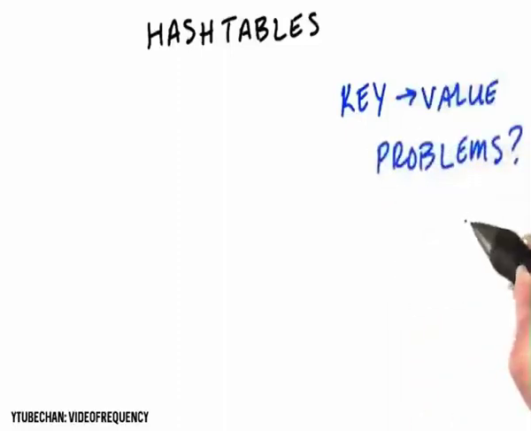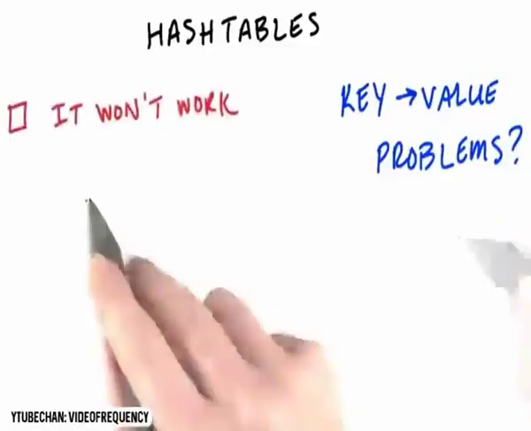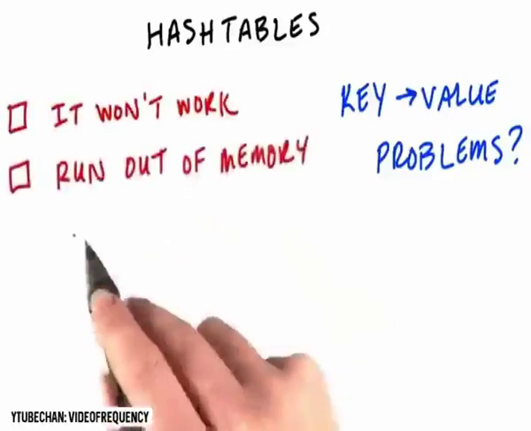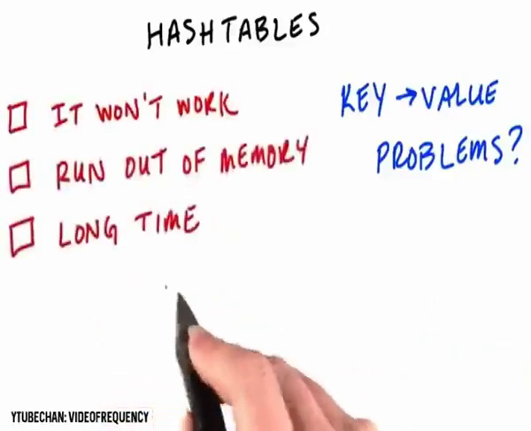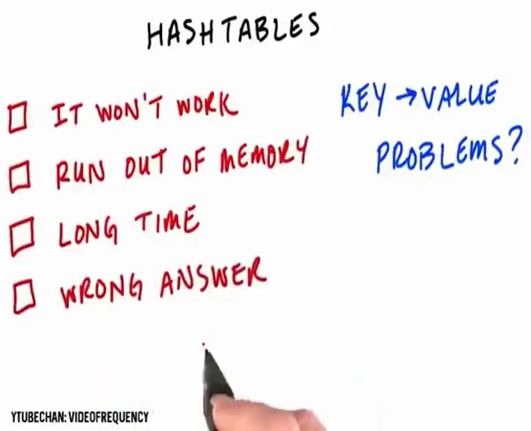What problems do you see with this approach? Say if you were running it on 1 terabyte of data. Do you think that it flat out won't work? Or could you run out of memory having to store this hash table? Could it take an excessively long time? Or will we not get the right answer?